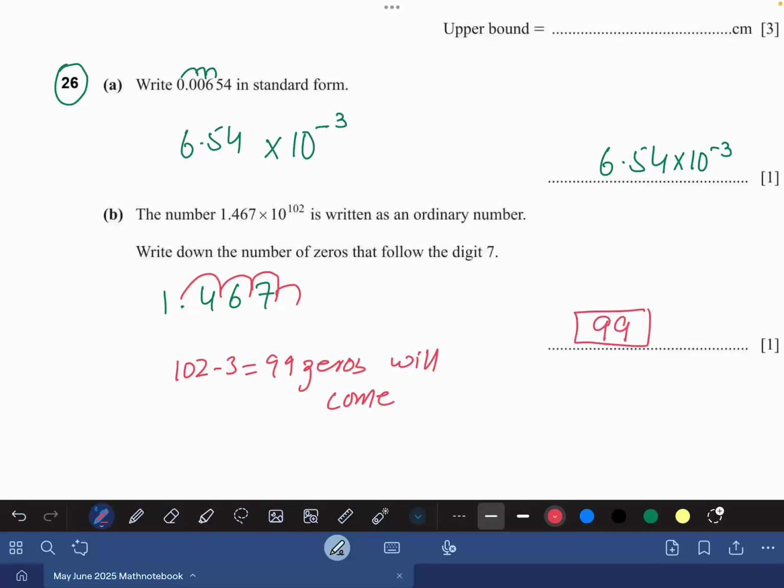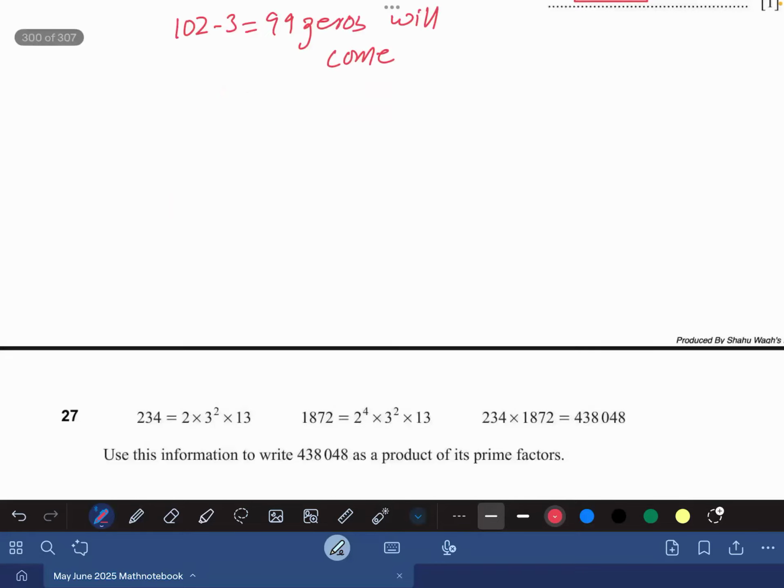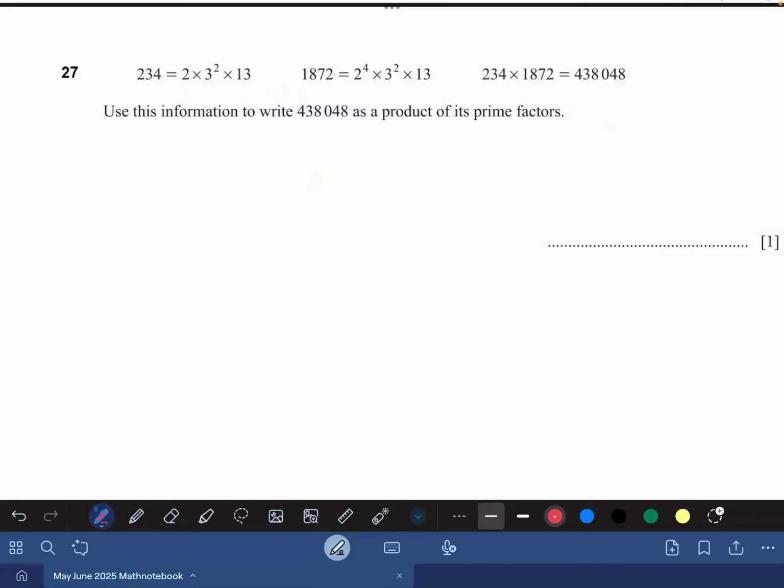Yes sir. The examiner is saying write down the number of zeros that will follow the digit 7. There will be 99 zeros. Agree, Muid? Yes, sir. Okay, use this information to write this thing.